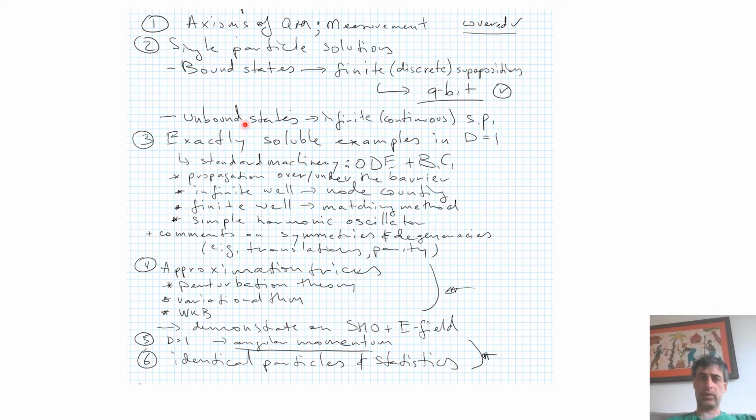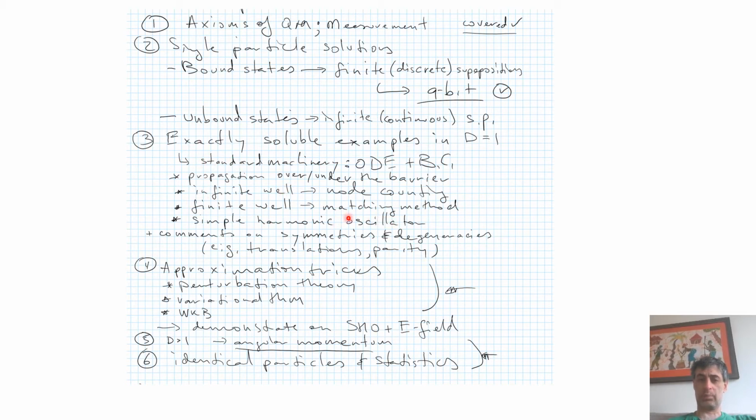The axioms that we covered. There are 2 different kinds of single particle solutions, qualitatively different: bound states and unbound states. And for the quantum computing applications, we're mostly interested in bound states, and that's what we've focused on, the qubits in particular. But both are important quite generally, and so they need to be understood.